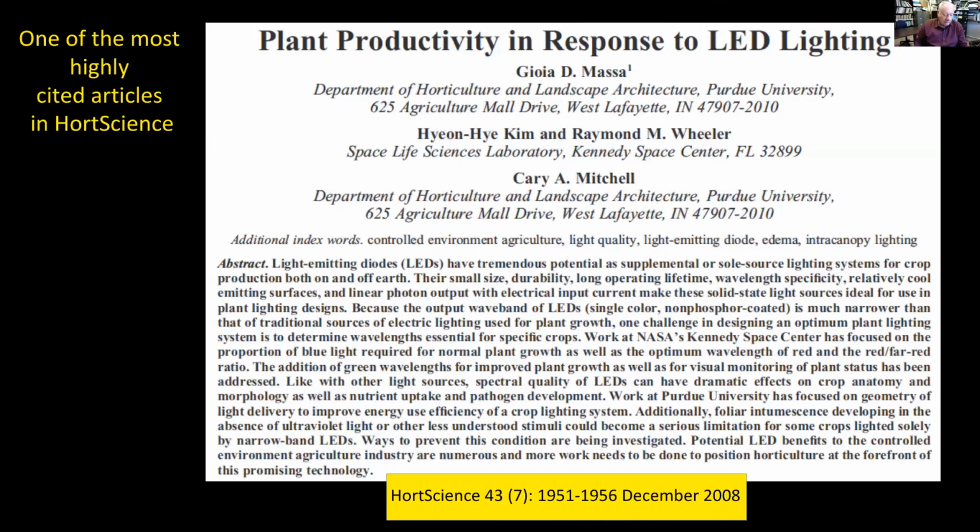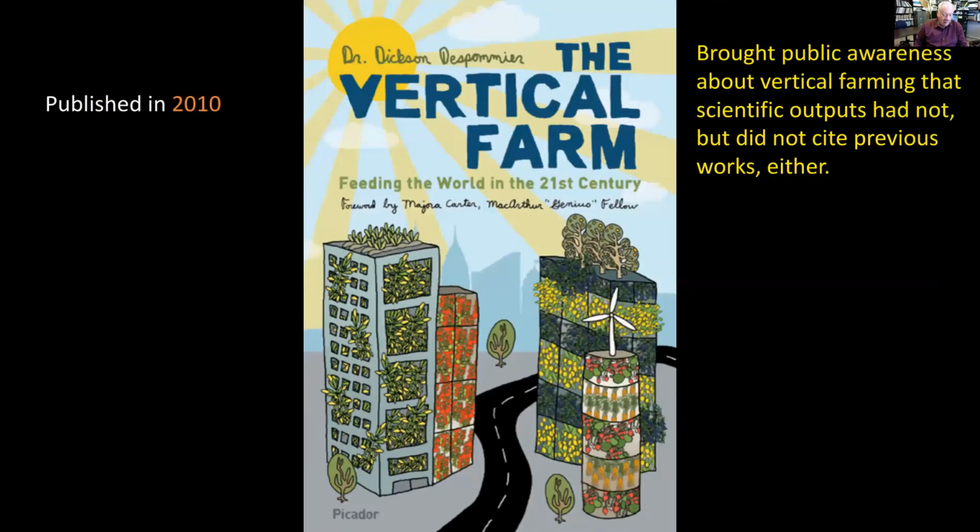Shortly after that, Dixon Despommier from Columbia University published a book, The Vertical Farm, which was attributed to an undergraduate classroom exercise. I don't know what the class was, but Despommier was a professor of microbiology and public health at Columbia who received some credit for the VF vertical farming concept, which of course far preceded this book.